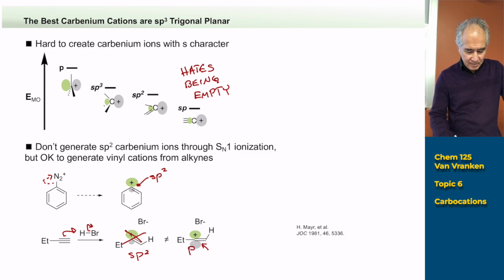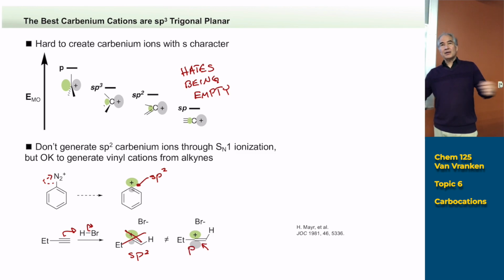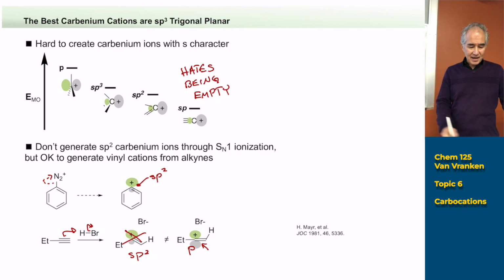That's a regular p orbital right there. It's linear. If it were bent, you'd be stuck in this situation over here, and that would be a big-time loser situation. And so it stays linear just like it was in the starting material, because that means the empty orbital is p hybridized. You don't want to have s character in your empty orbitals.